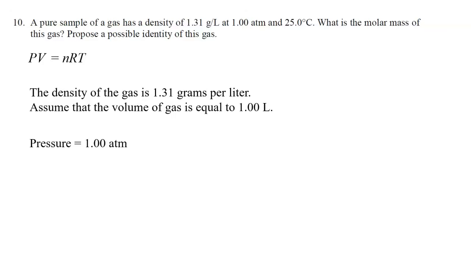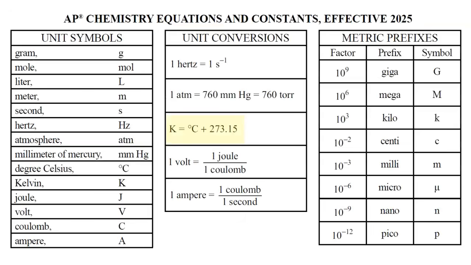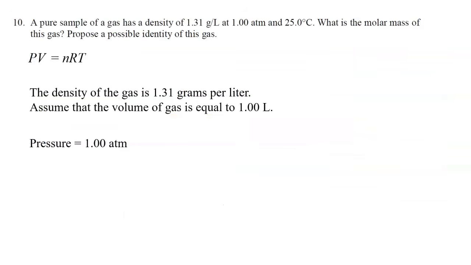We are given that the pressure is 1 atmosphere. And although the temperature is 25 degrees Celsius, we know how to convert from Celsius to Kelvin. If you add 273 to the Celsius temperature, you get the Kelvin temperature. So 25 plus 273 is 298 Kelvin. Now we know the volume, the pressure, and the temperature, and we can calculate the number of moles. Let's go ahead and set up that calculation.